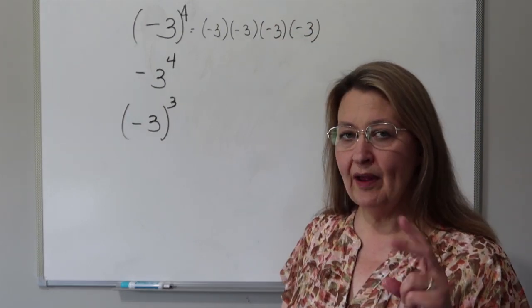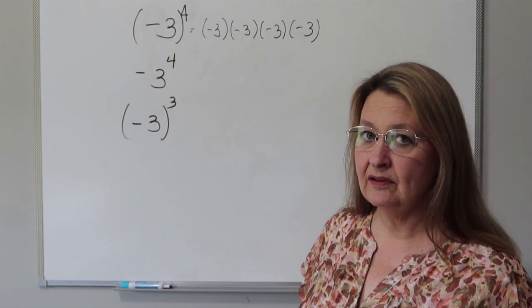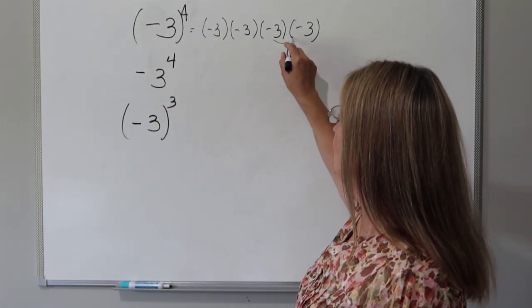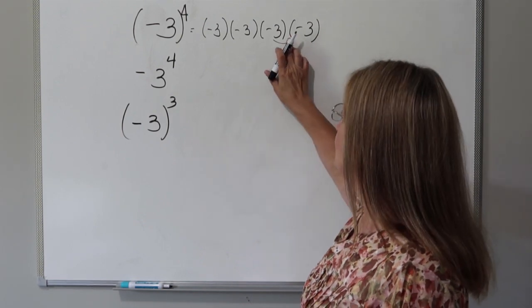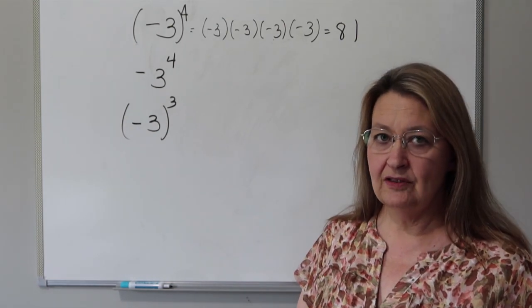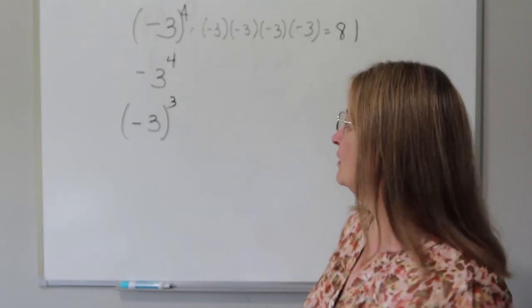What happens when you multiply two negatives together? You get a positive. So these two would cancel each other out. These two would cancel each other out. So this actually results in a positive answer because the negatives all cancel out.